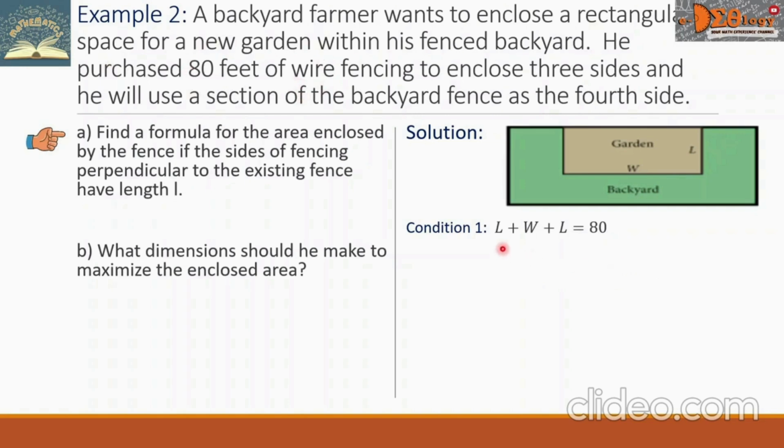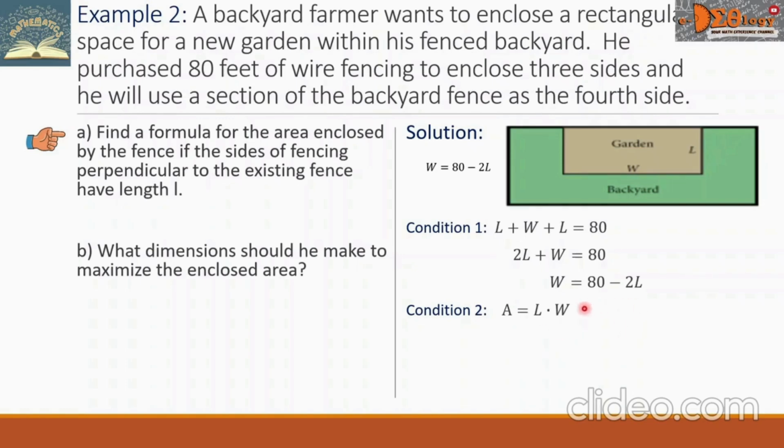Let us simplify this. L plus L is 2L plus W equals 80. Then we isolate W. This 2L we transpose to the right, so it becomes negative. So W equals 80 minus 2L. Let us note this equation on this side. Then we go to condition 2. The condition 2 is about the area of this rectangle. So that is A, the area, equals length times width, L times W.